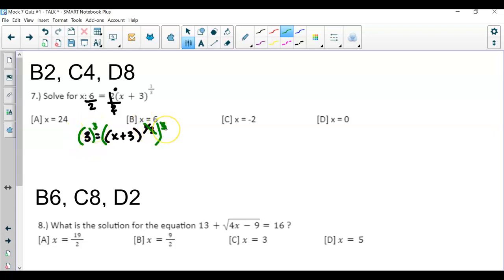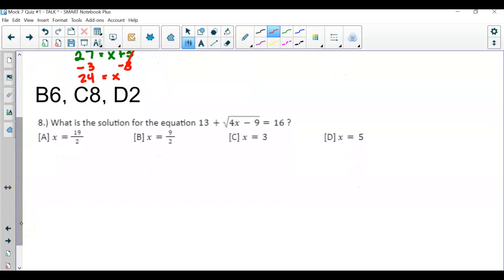Now we can do the reciprocal of 1/3, which is raising both sides to the 3rd power. So now the powers cancel out, and I just bring down x plus 3, which is equal to 3 to the 3rd power. Remember, guys, that's not 9, because that's 3 times 3 times 3, which gives you 27. So now you need to solve for x, subtract 3, and that's how you get x is equal to 24, which leaves you with A.